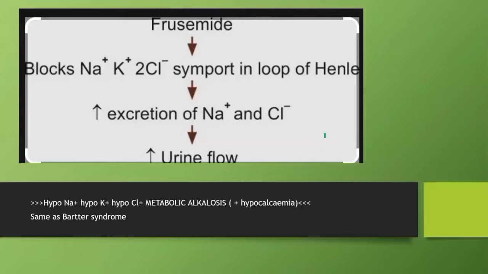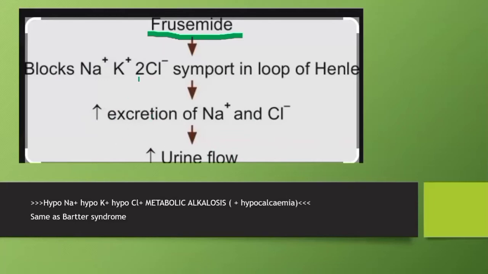Yes. So this one is furosemide, mechanism of action of furosemide. Furosemide will block the sodium potassium 2 chloride symport channel in the loop of Henle, and therefore it will increase the excretion of sodium chloride along with water, and therefore increase the urine flow and cause diuresis. So it acts as a diuretic.